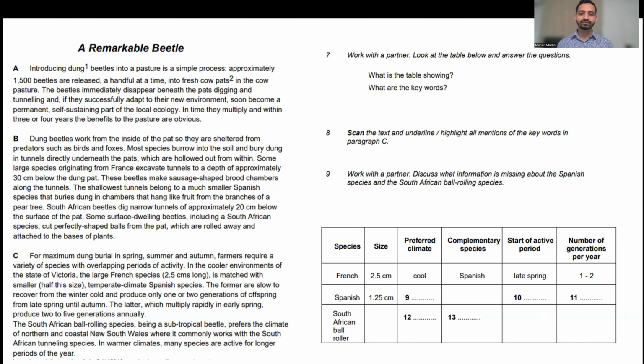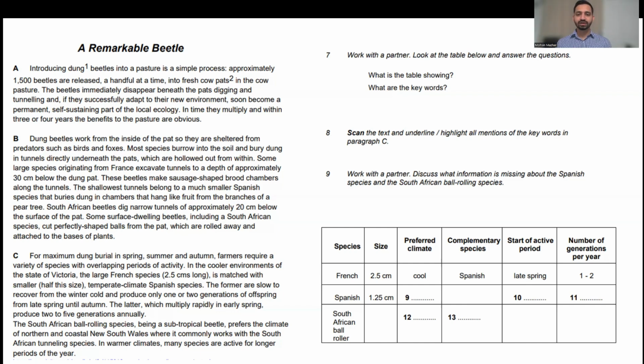But you are looking for information for Spanish species, right? And for Spanish species, you're looking for preferred climate, complementary species, not really, start of active period, and number of generations per year. In terms of South African ball roller, you're looking for preferred climate, complementary species as well.